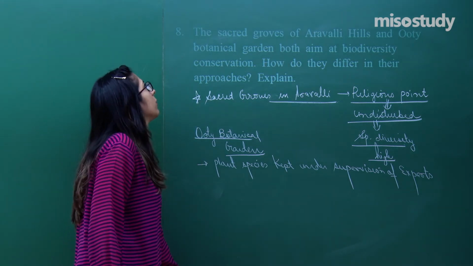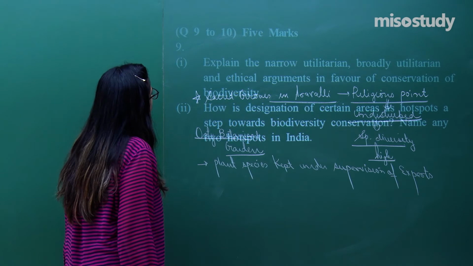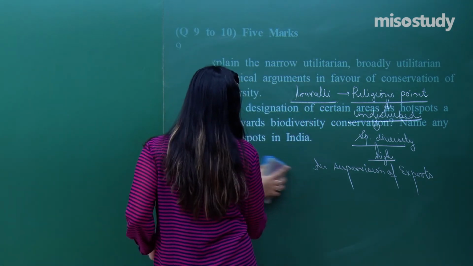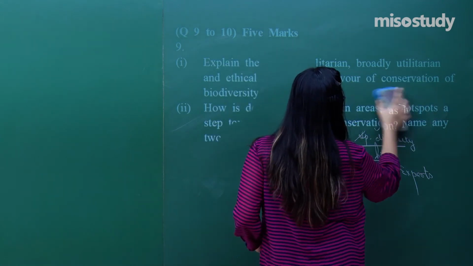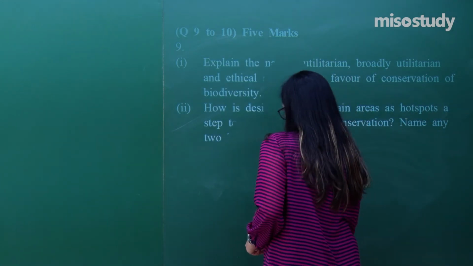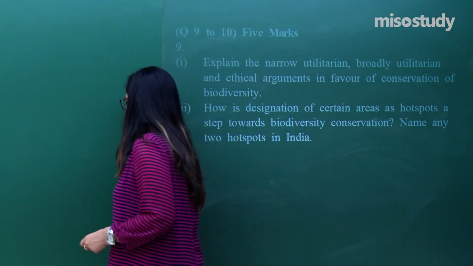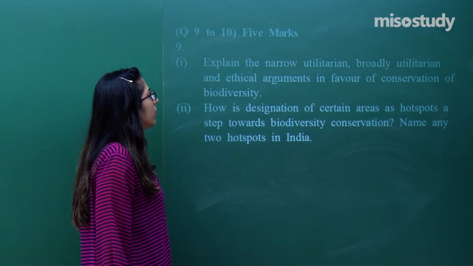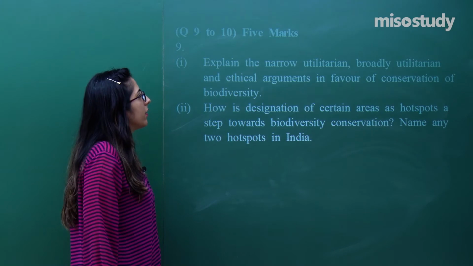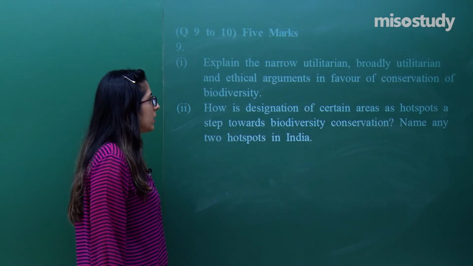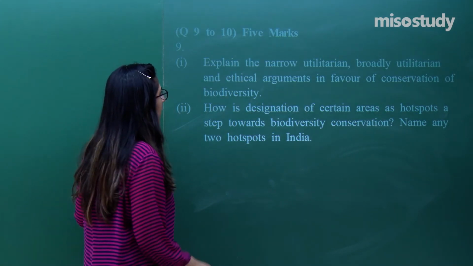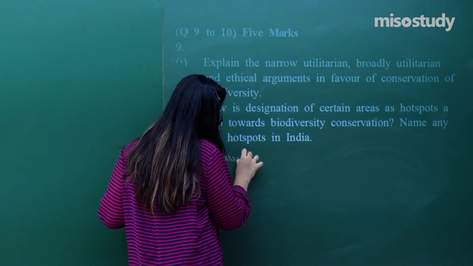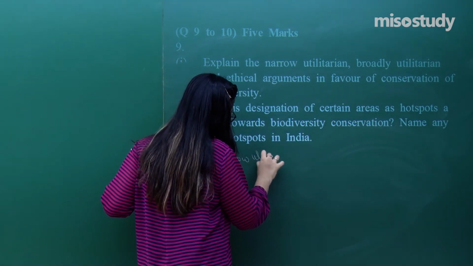Let's move on to the next question, question number 9. Explain the narrow utilitarian and the broadly utilitarian and ethical arguments in favor of conservation of biodiversity. So this is 5 marks. So, narrow utilitarian.